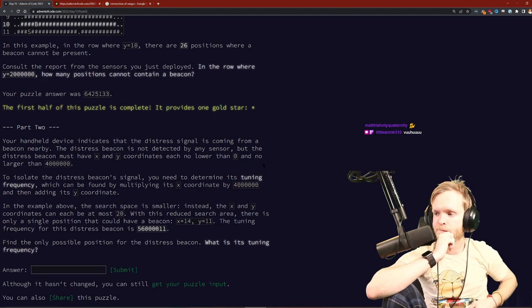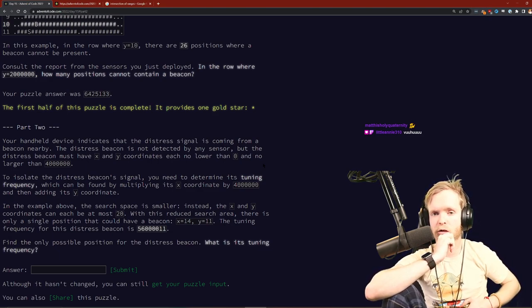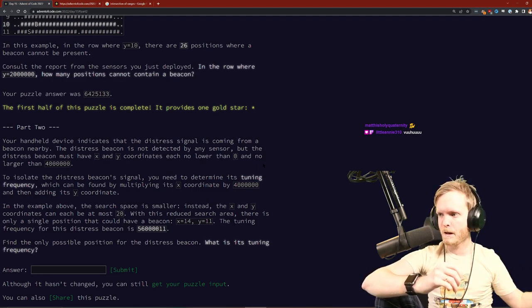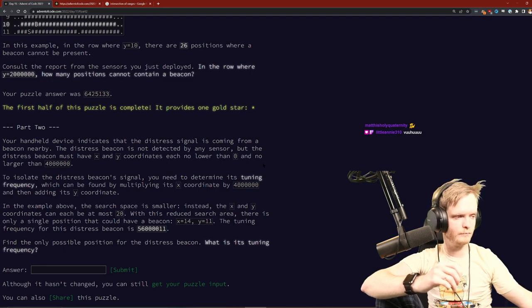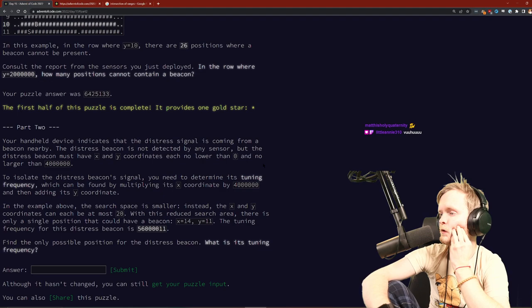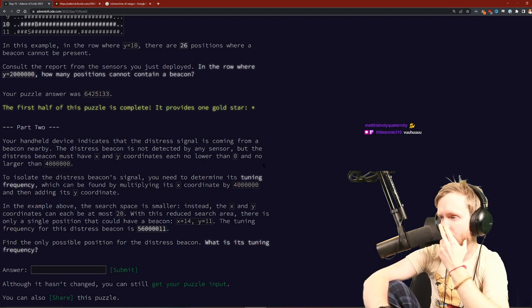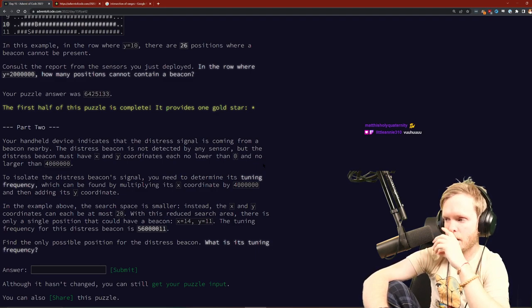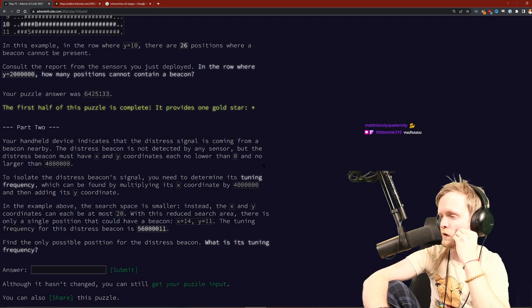Woohoo! I mean, we did a lot of the work yesterday with all the merge range stuff. So this one is okay. Your handheld device is not detected by a sensor, but the distress beacon must have X and Y coordinates no lower than 0 and no larger than 4 million. To isolate the distress beacon, you need to determine its tuning frequency, which can only be found by multiplying its X coordinate by 4 million and then adding its Y coordinate. In the example above, the search space is smaller: X and Y coordinates can be at most 20. With this reduced search area, there's only a single position that could have a beacon. Find the only possible position for the distress beacon and its tuning frequency.